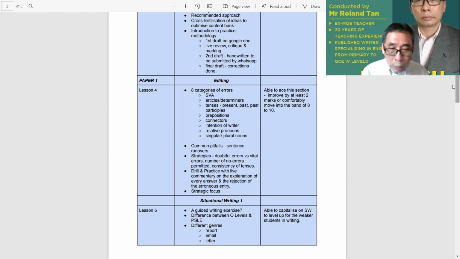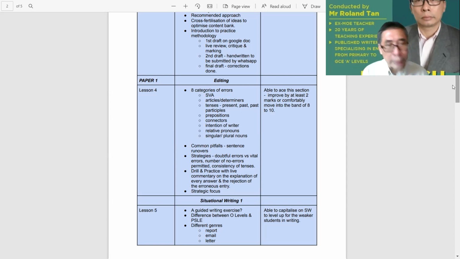Well, consistency of tenses. Another very simple but effective tool. If you observe that the text is written in the simple present tense, there has to be consistency throughout the text. Conversely, if it's a narrative, it will be written in the past tense. So again, the tenses will be consistent throughout.